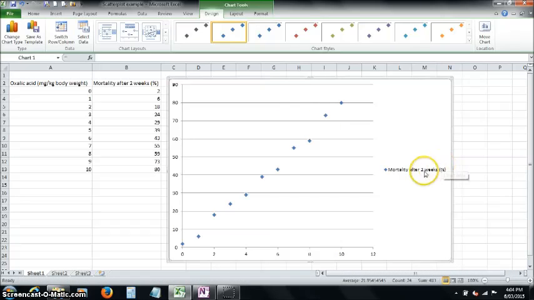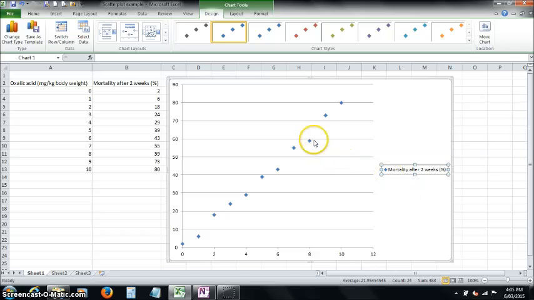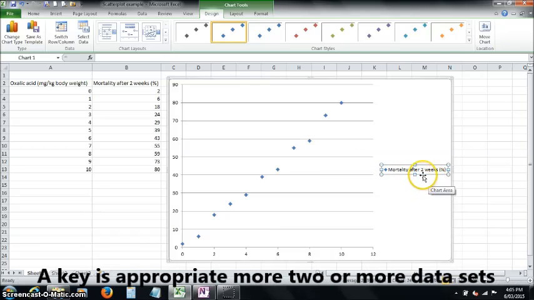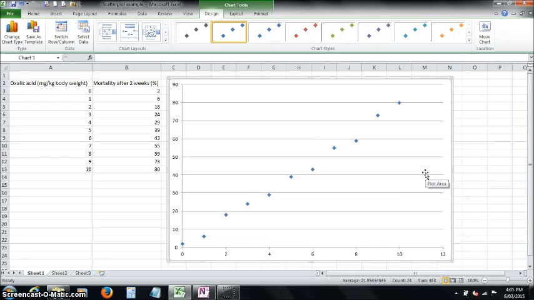The next thing over here, we've got what's called a key. So this isn't a legend, it's a key to indicate what's going on in the graph. It's great if you've got two or more sets of data, so not only blue diamonds but red squares as well, then you indicate over here what each of the data sets meant. Here we've only got one data set, so that's a useless key. So just left click on that to highlight it and delete. It gives you more space for your graph.